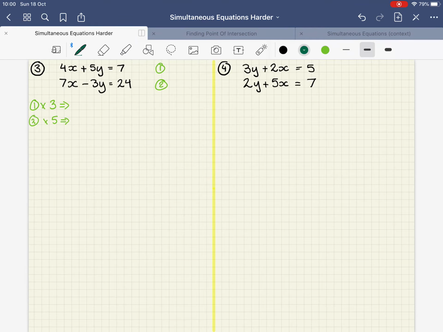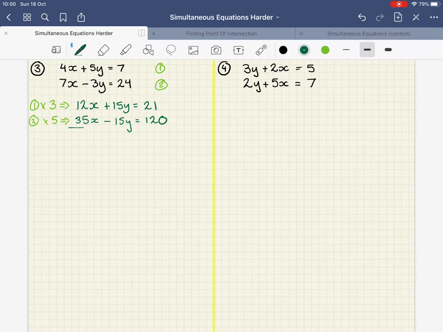So the first one, I've got 4x times 3, that's going to be 12x. 5y times 3 is 15y. And then 7 times 3 is 21. Then the next one, 7x times 5 is 35x. And then minus 3 times 5, that's going to be minus 15y. And then 24 times 5, that's going to be 120.